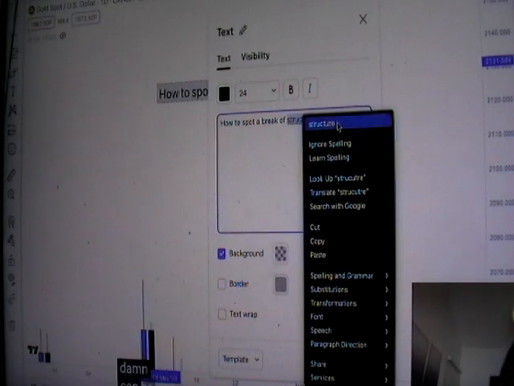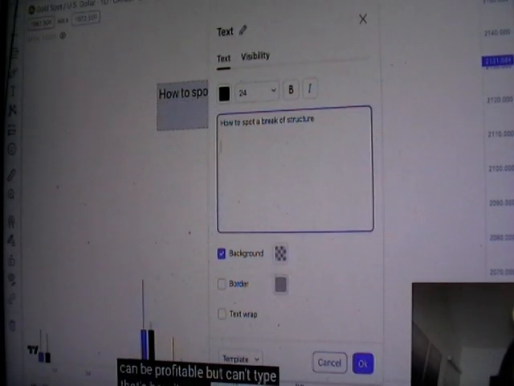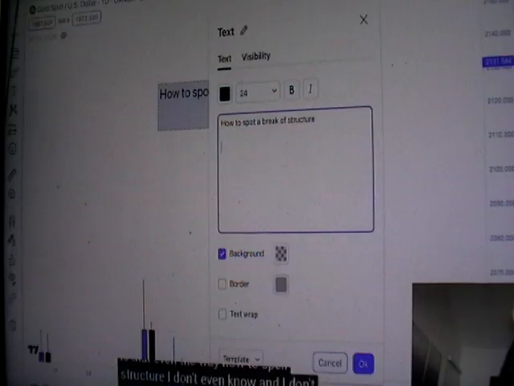Damn. Can be profitable but can't type. That's how it goes. Is that even how to spell structure? I don't even know, and I don't care how to spell break of structure.